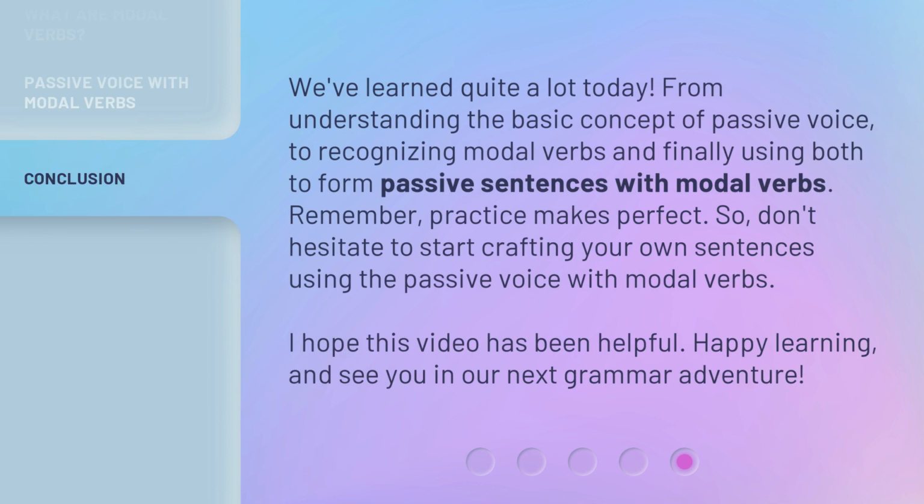We've learned quite a lot today. From understanding the basic concept of passive voice, to recognizing modal verbs, and finally using both to form passive sentences with modal verbs. Remember, practice makes perfect. So, don't hesitate to start crafting your own sentences using the passive voice with modal verbs.